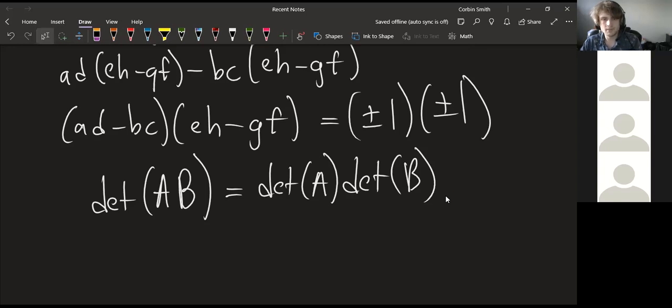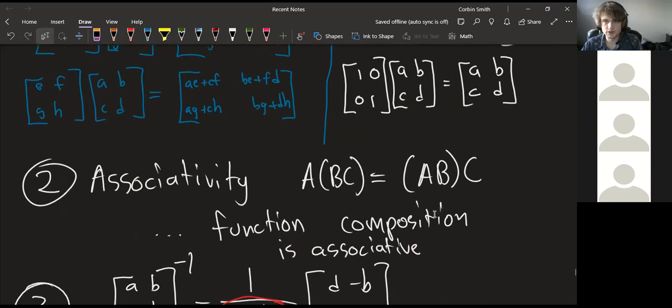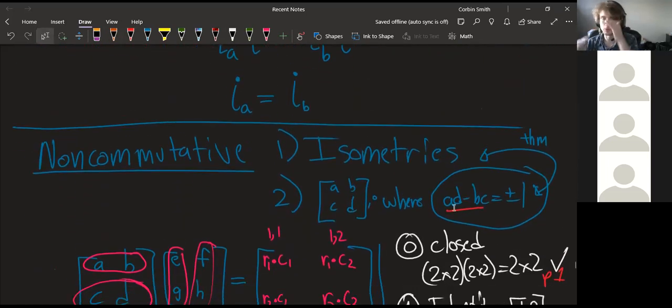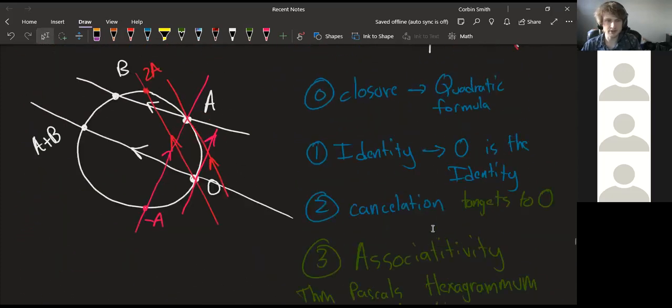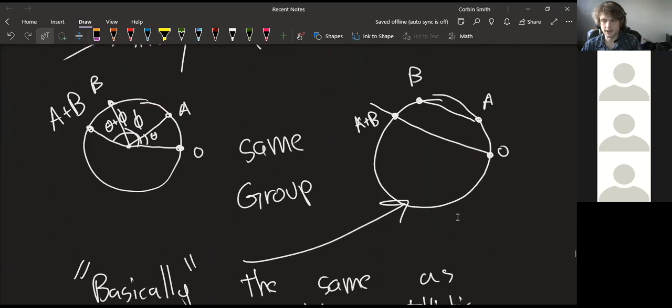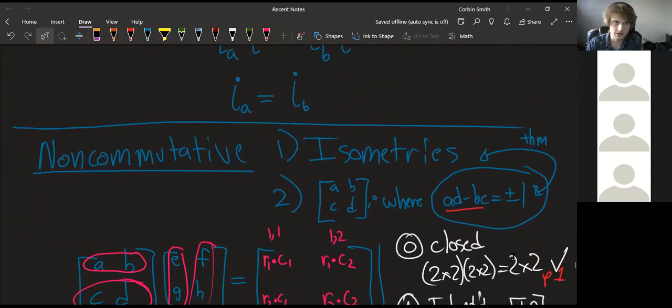So I claimed before that this group of 2x2 matrices whose determinants are plus or minus 1 is actually the exact same group as the isometries of the plane. I should have specified that it's isometries of the plane where we have removed translations, because a matrix multiplication leaves the origin in place. So I should put minus translations.